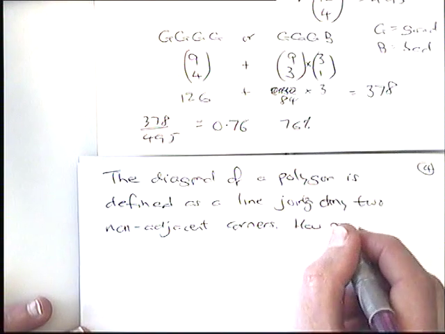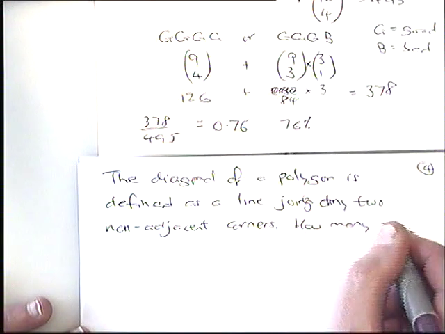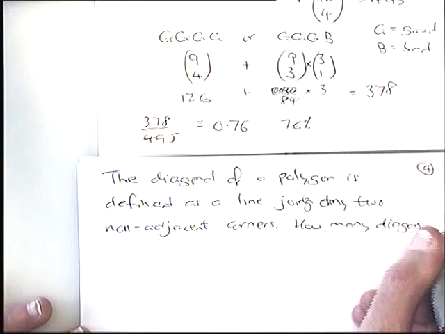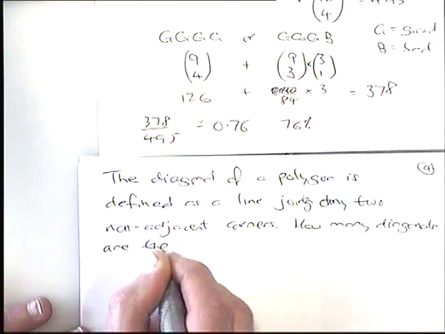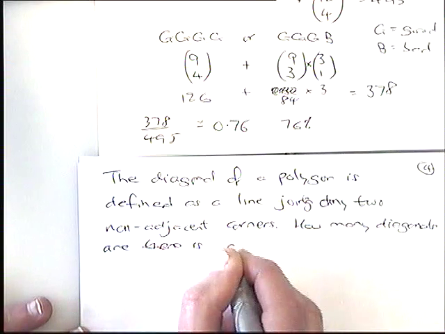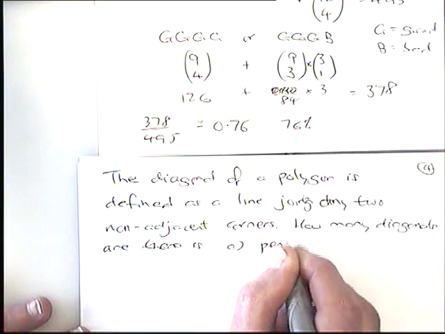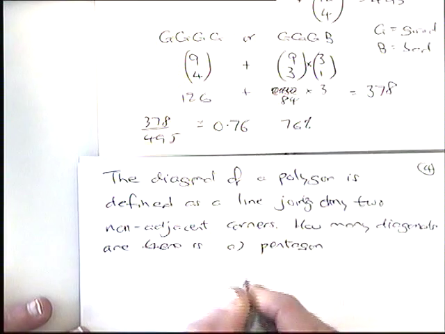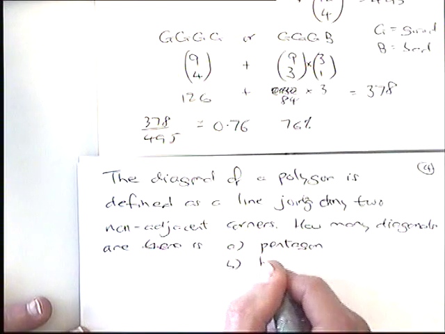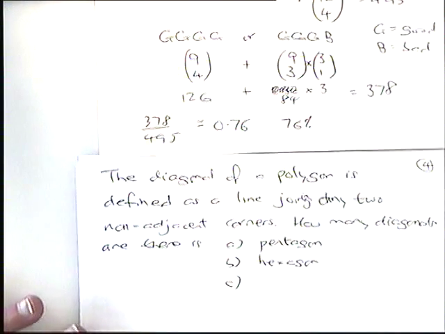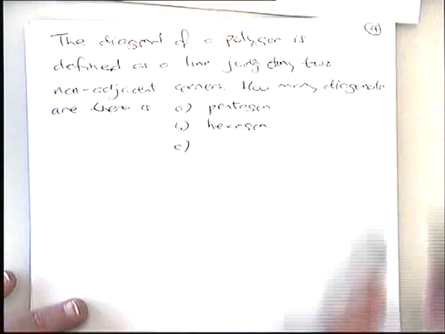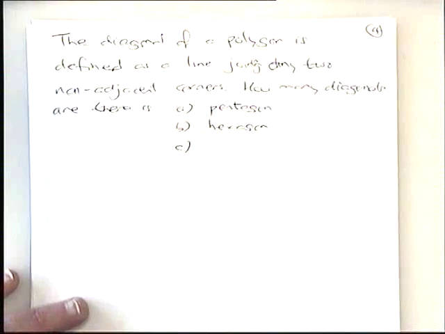So we have here, question is, how many diagonals are there? In part A, a pentagon. Part B, a hexagon. And what do you reckon part C will be? Heptagon. I don't know what we call it. Heptagon.